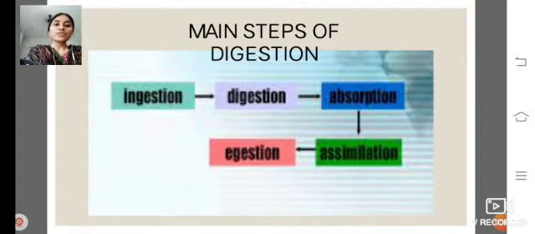Next, in assimilation, the nutrients which are absorbed by the blood are now utilized by the body for the production of energy and growth of the organism. Last is egestion. In this process the undigested food particles are thrown out from the body.